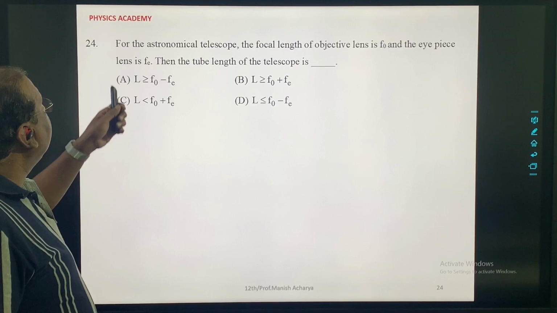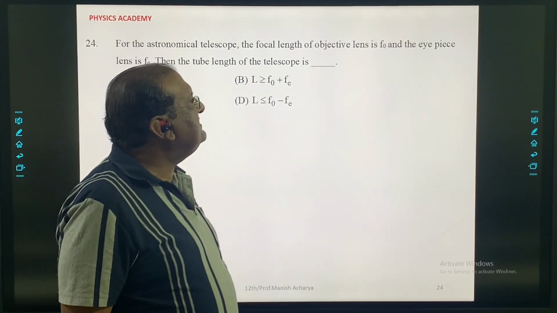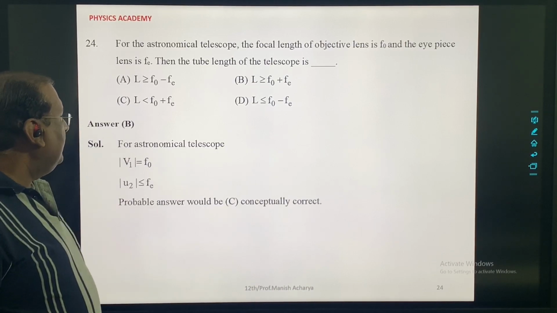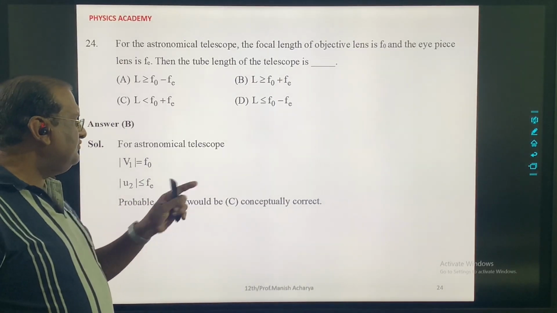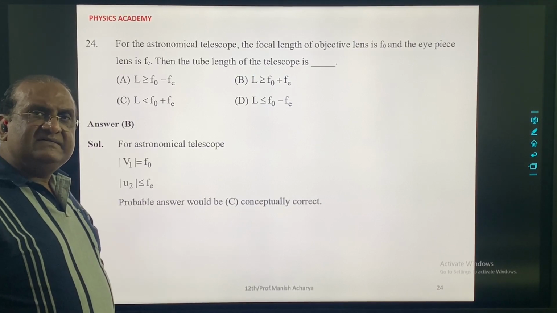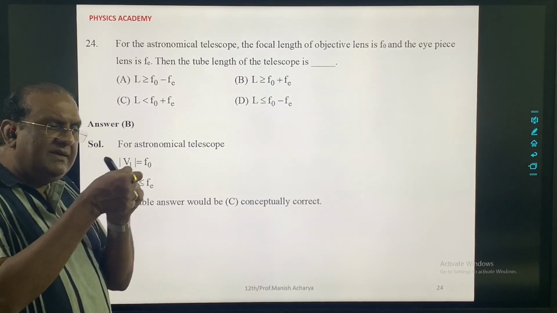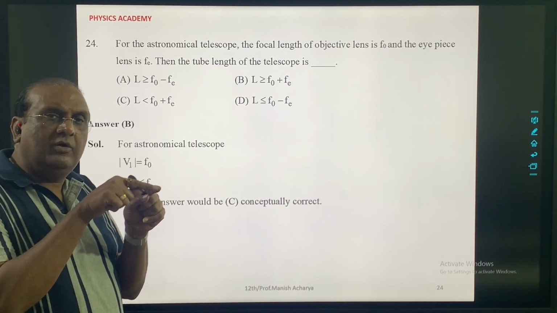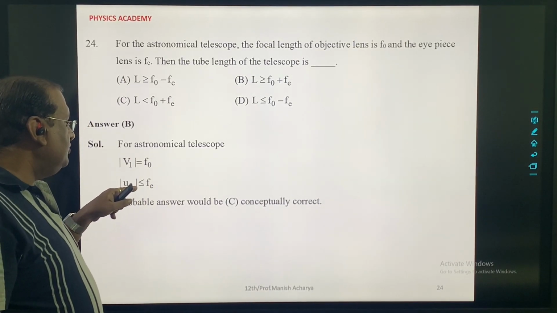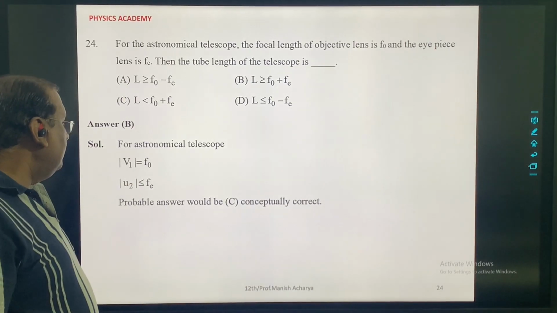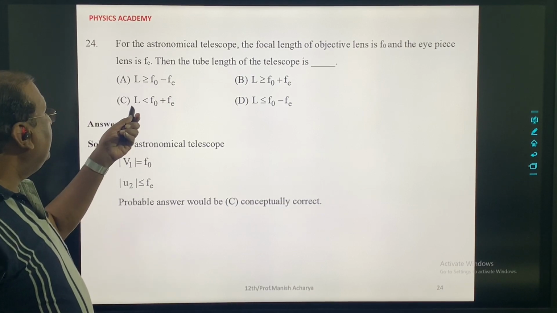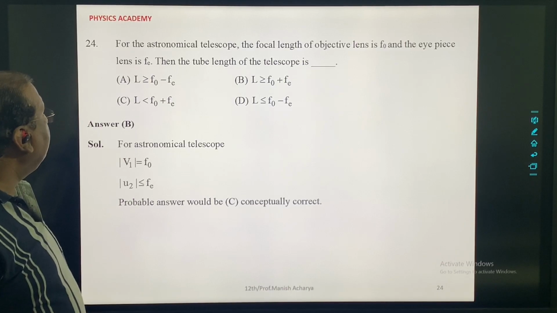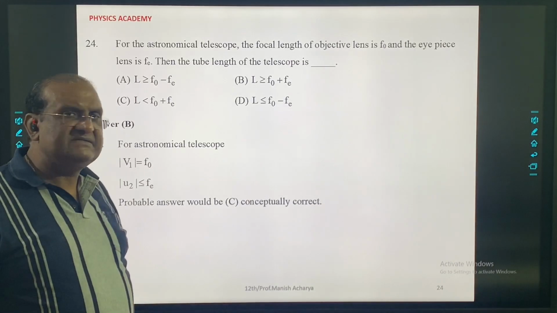Then question number 24. For the astronomical telescope, the focal length of the objective lens is f0 and the eyepiece lens is fe. Then the tube length of the telescope is how much? Now see, we know that in an astronomical telescope, the image formed by the objective lens will be at its focal point, so that is v1, but that particular image behaves like an object for the eyepiece, and for the eyepiece that image formed by the objective should be at a distance less than or equal to fe. So here the probable answer that we can give is L less than or equal to f0 plus fe. Clear? So here there is a mistake, you have to take answer C. Okay?